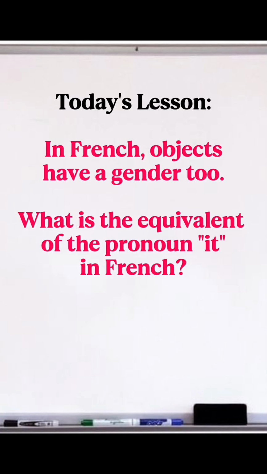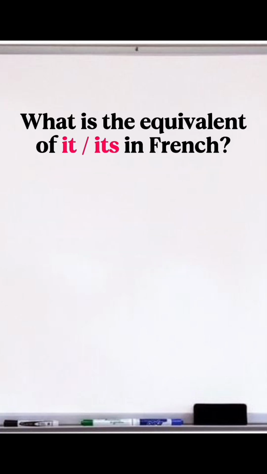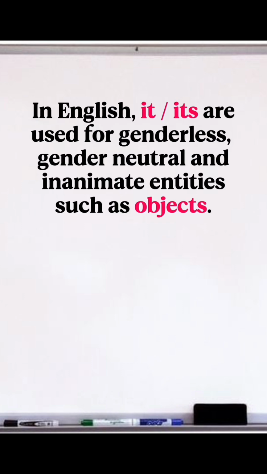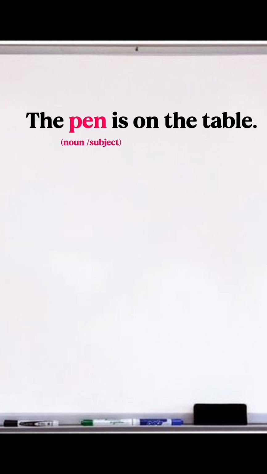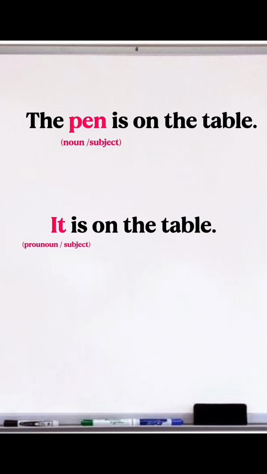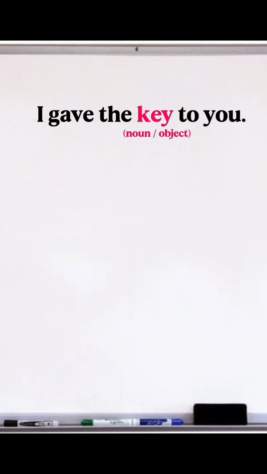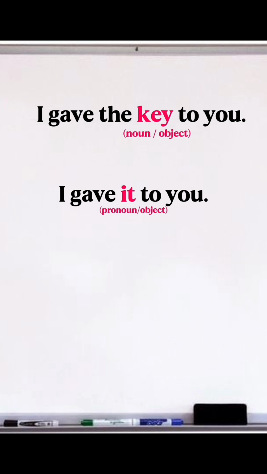When I was going through pronouns and conjugations, someone asked me what is the equivalent of the English pronoun it in French. You see, in English, the pronoun it is used for genderless and inanimate entities like objects, for example. So instead of saying the pen is on the table, you can say it is on the table. Or instead of saying I gave the key to you, you can say I gave it to you.